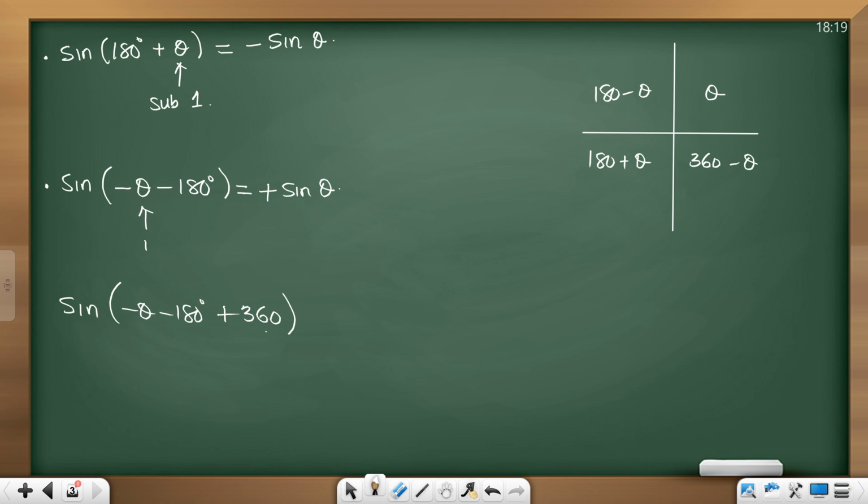What is 360 minus 180? That's positive 180. This is the same thing as 180 minus theta, and where are we? Second quadrant. And sine is positive. Check, I'm done. Make sense?